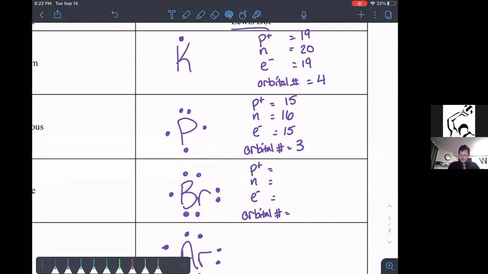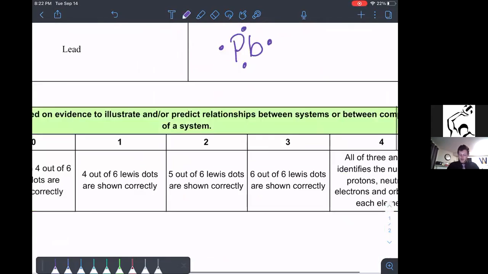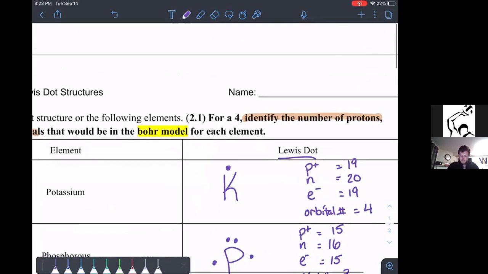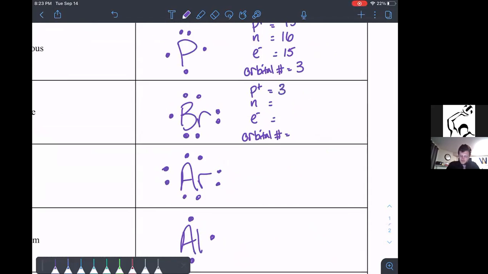Bromine. Bromine is Br. So if we go down to bromine, bromine is number 35, which means it has 35 protons. It also has 35 electrons. Its mass number minus its number of protons is going to be 45 for the number of neutrons. And then it is in row 4 again, so it has 4 orbitals. 35, 45, 35. 4.